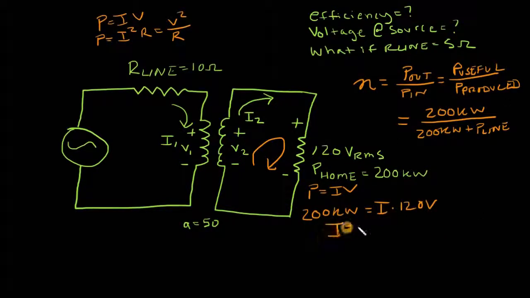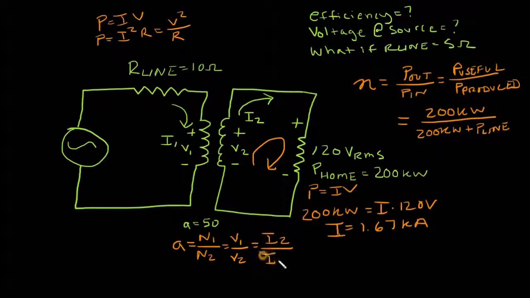So I equals 1.67 kiloamps. Now that I know that current, the current going through this whole circuit, I can use my turns ratio. So I've got A equals the turns on the left side to the turns on the right, which also equals the voltage on the left to the voltage on the right, which also equals the current on the right to the current on the left. And this last form is what I want to use.